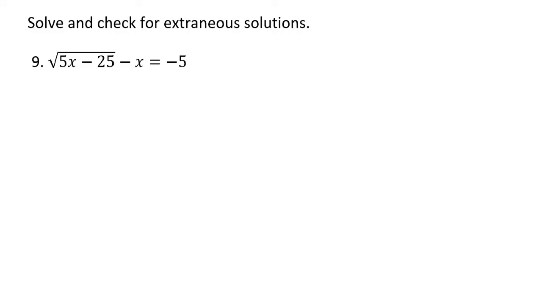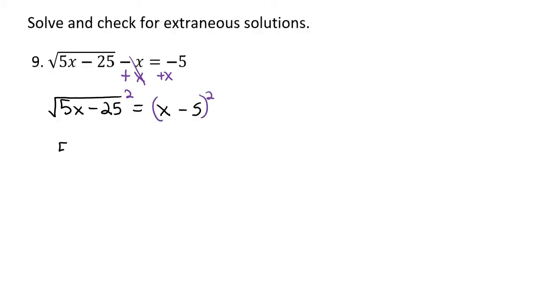All right, number 9, we want to get the radical by itself. So currently there's a minus x next to it, and we want to add it over. So we're going to have the square root of 5x minus 25 equals x minus 5. From here, we're going to go ahead and square both sides to remove the radical. Once again, this entire quantity gets squared.